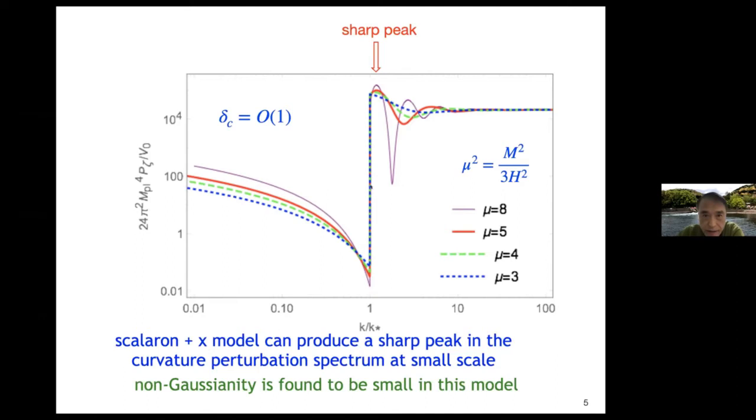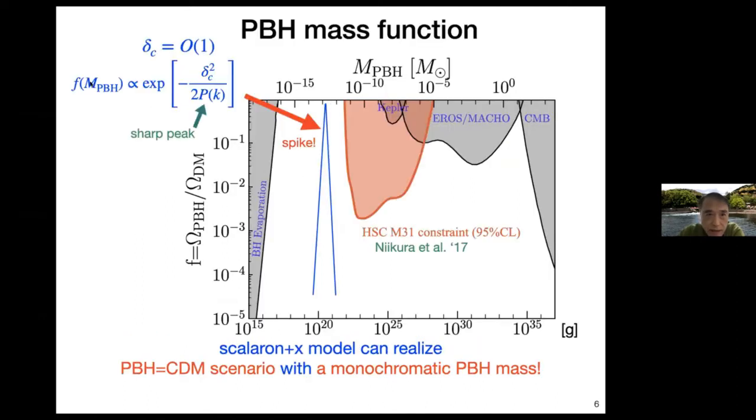The reason is that in this specific model, we find that the non-Gaussianity is very small. So essentially the mass function of black holes depends on the exponential of minus the critical threshold for black hole formation, which is of order 1, divided by the power spectrum. And when the power spectrum is much smaller than 1, this exponential factor is huge.